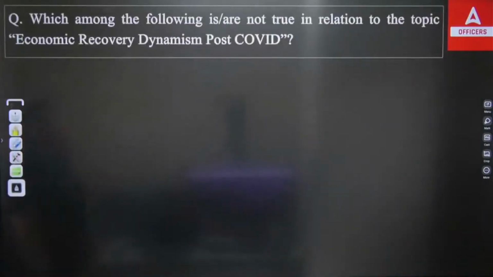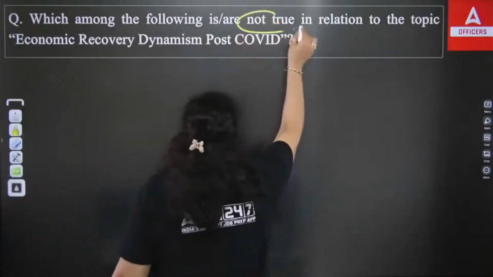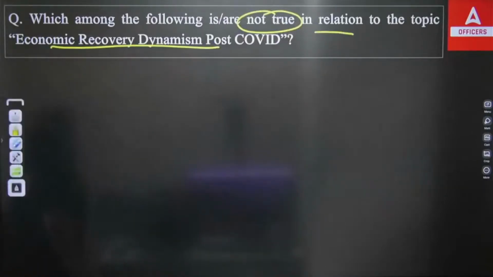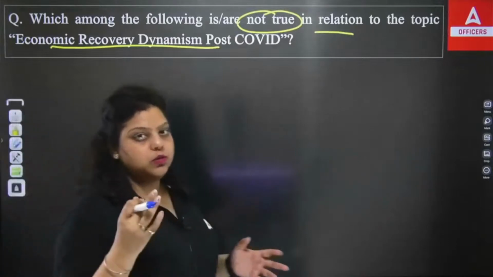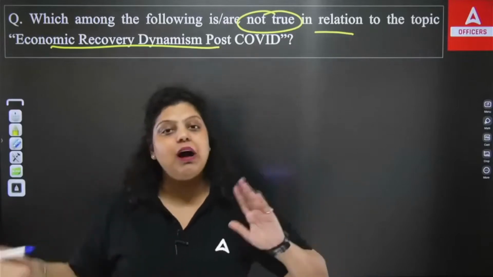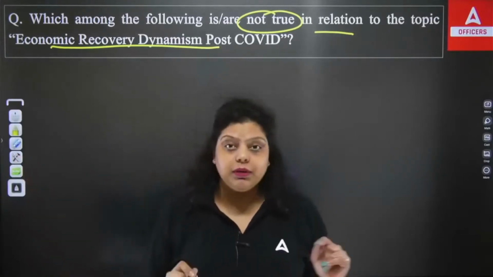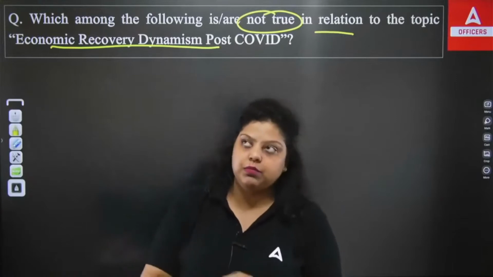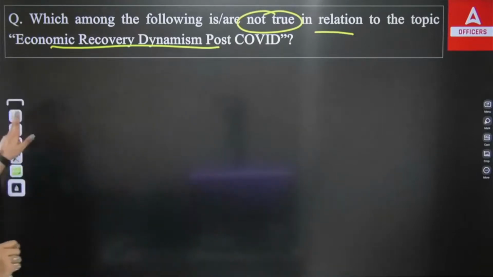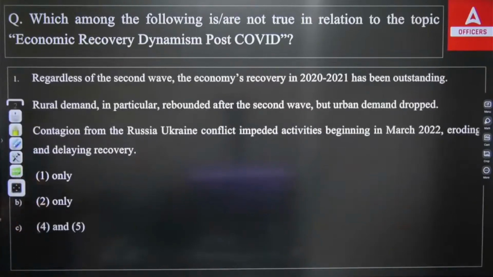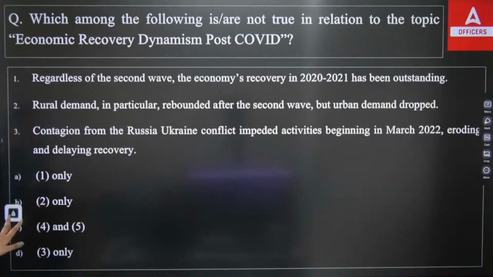Okay, next. Which among the following is not true in relation to the topic economic recovery dynamics post COVID-19? So this is a statement based question. In the overview of the Indian economy, when you study the whole chapter, you will find that this chapter covers the history, almost, of how the Indian economy evolved. So on that kind of note also, a statement based question can be framed, and this is an example of that. The question is asking which of the following is not true in context to the economic recovery dynamics post COVID-19. These are the three statements given to you, and out of that you have to tell which is not true.